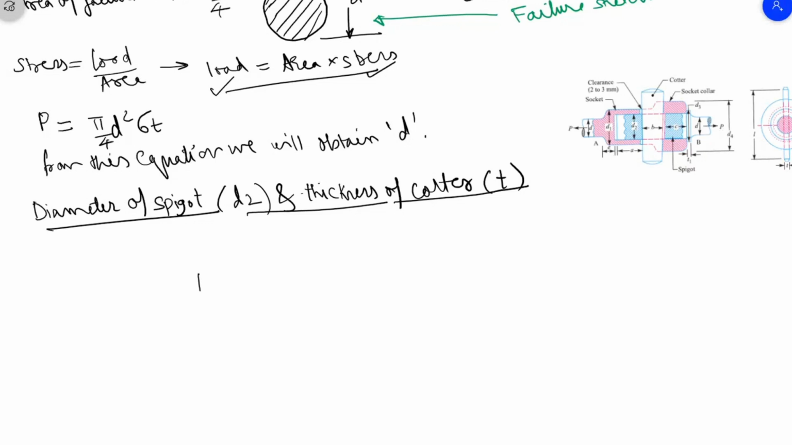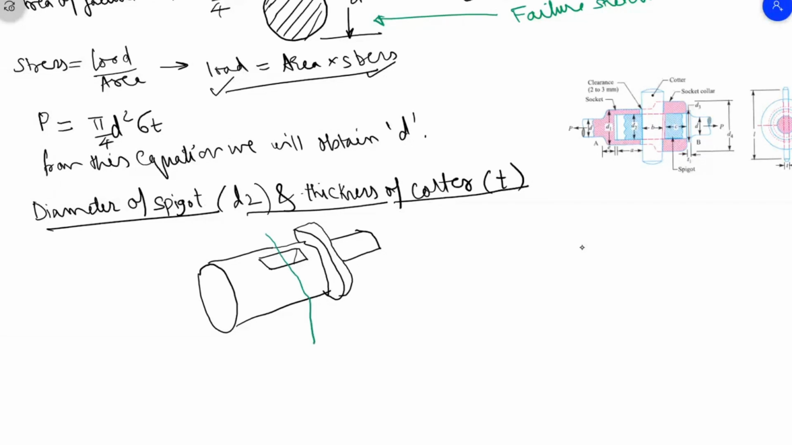What is the area? So if I draw the spigot here, spigot looks something like this. Now when spigot will fail, from where will it fail? Any part will always fail from the weakest cross section. And which is the weakest cross section here in the spigot? Where the material is less, across this. So this is the plane through which this spigot will fail.